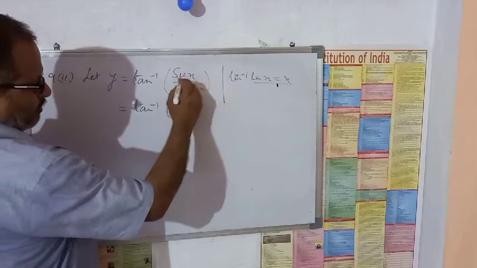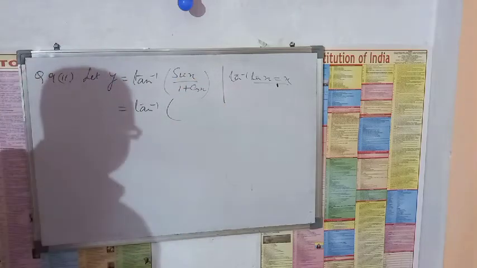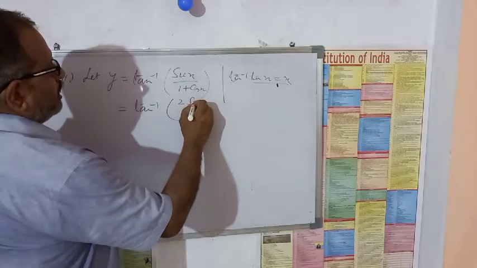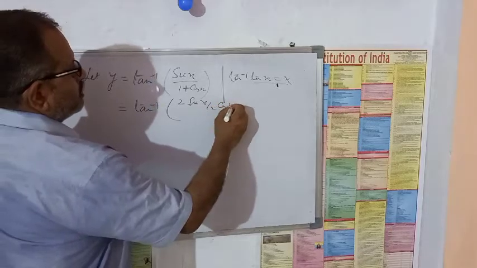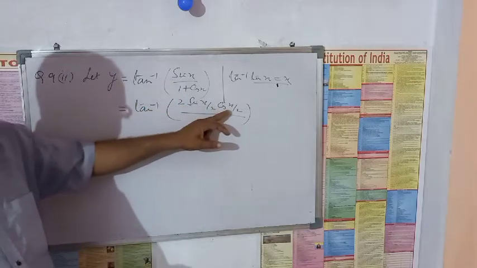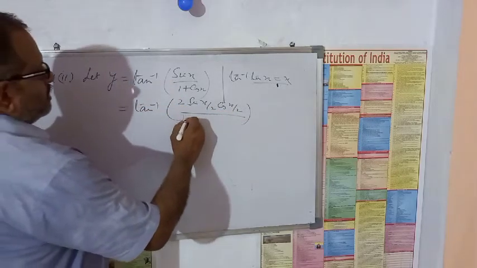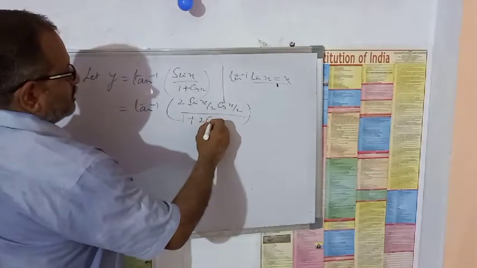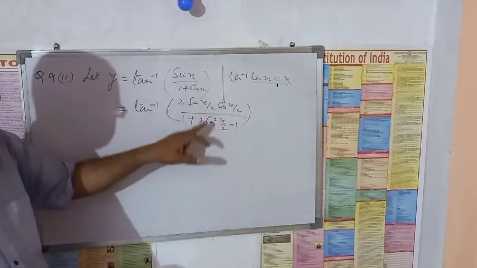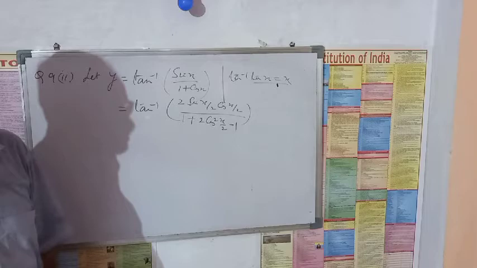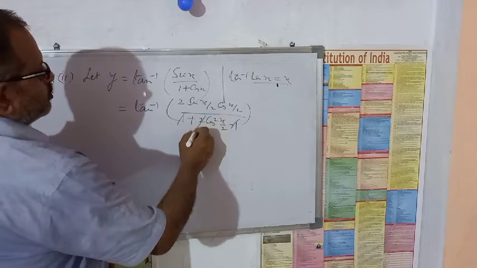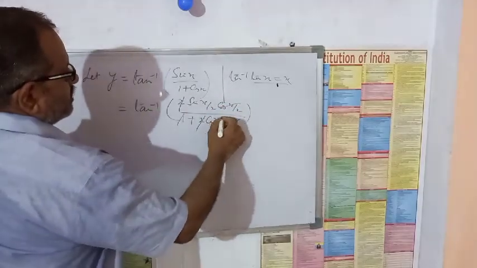We know the formula of sin x. You have to remember all the formulas of trigonometry. Sin x formula is 2 sin x by 2 cos x by 2. And cos x formula is 2 cos square x by 2 minus 1. There are three formulas for cos x, but in terms of cos, we write 2 cos square x by 2 minus 1, plus 1, minus 1 we can cancel. This 2 cancels with 2, 1 cos cancels with 1 cos.